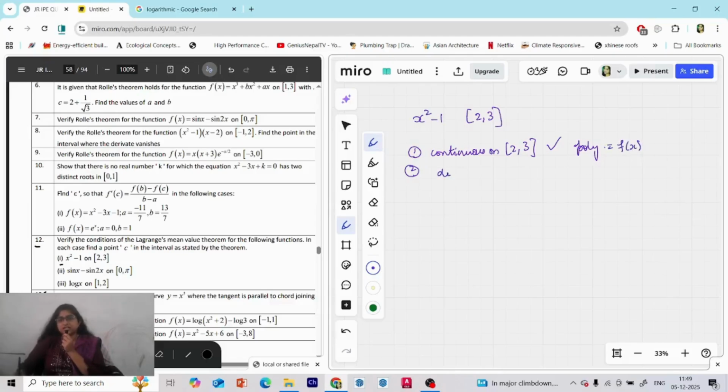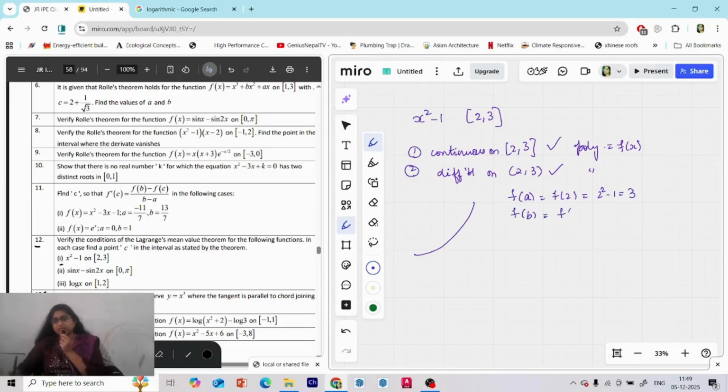Second condition: it should be differentiable on the open interval 2 comma 3. Is it? Yes, again because it is a polynomial function. Now the third thing: let us check whether f of a is equal to f of b. f of a is f of 2, which is 2 square minus 1, that is 3. And f of b is f of 3, which is 3 square minus 1, which is 8. So these two are not equal. If they were equal, Rolle's theorem would apply. If it's not equal, Lagrange's theorem applies.